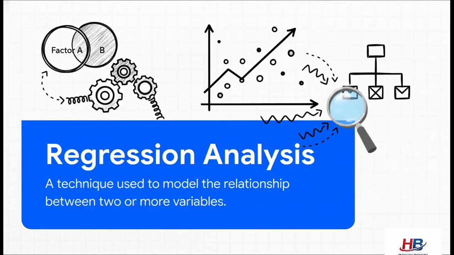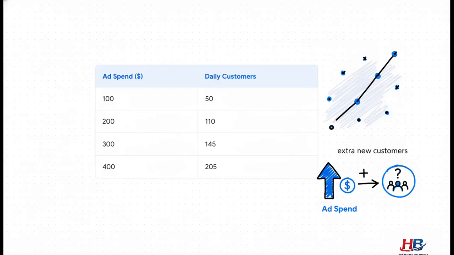This incredibly powerful technique is called regression analysis. We use it to understand and even model the relationship between different factors, or as we call them, variables. The cool thing is, it doesn't just tell you if two things are connected, it tells you how they're connected. So, just look at this simple table here. It's pretty obvious, right? As the ad spend goes up, the number of daily customers also goes up.